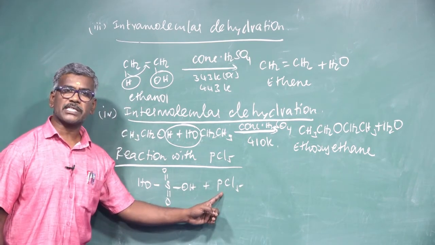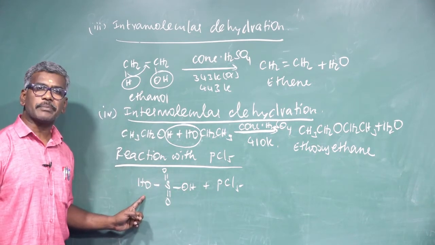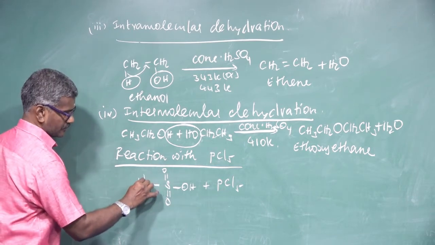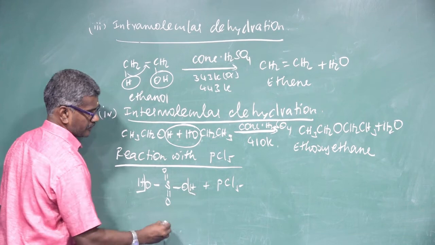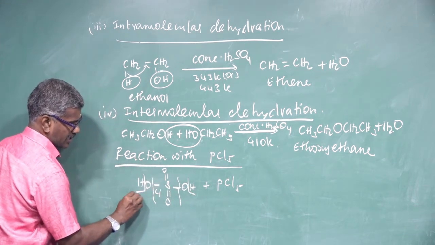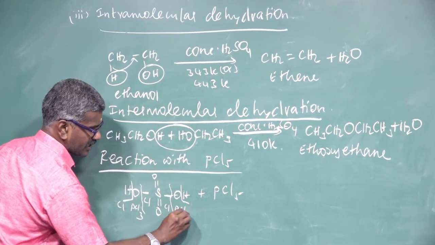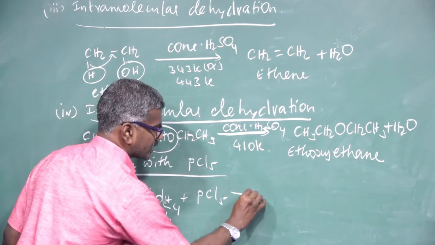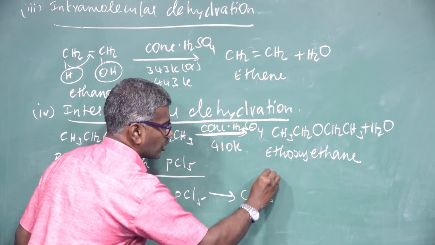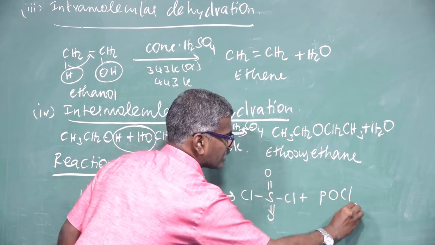PCl5 is nothing but phosphorus pentachloride. Here there are two hydrogens, and the two hydrogens can be replaced by excess PCl5. What is the product? Cl-S(=O)-Cl, that is, SO2Cl2, plus POCl3.